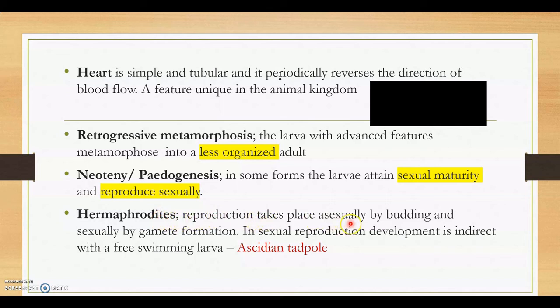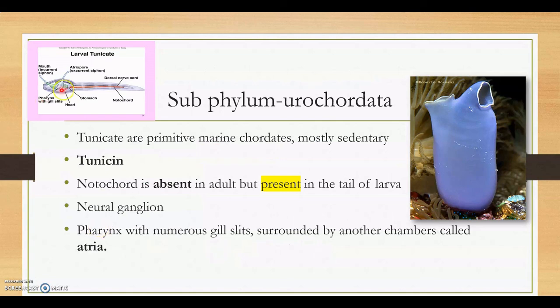Reproduction takes place asexually by budding and sexually by gamete formation. Both male and female organs are present in the same individual. Such animals are called hermaphrodite. Both types of reproduction are present, sexual and asexual. In sexual reproduction, there is a free swimming larva called the ascidian tadpole. So what is the larval stage of Urochordata? The Urochordata larval stage is the ascidian tadpole, which is seen here. So this is an ascidian tadpole.